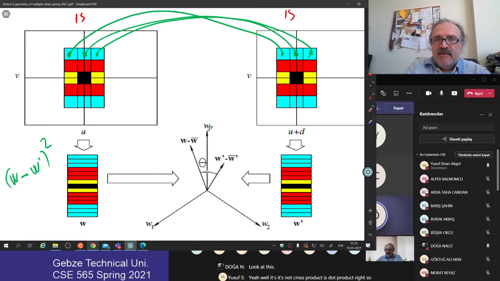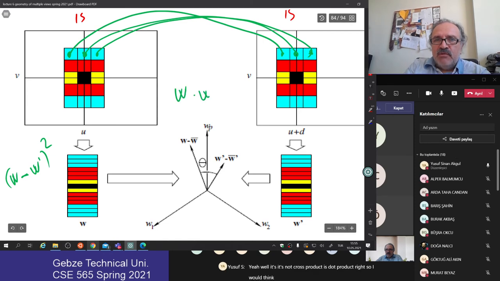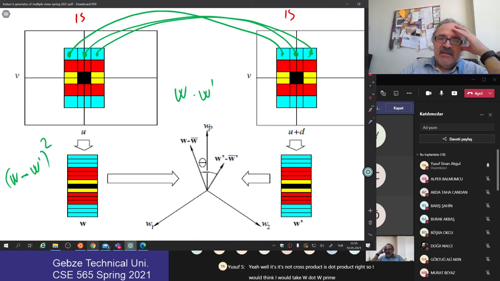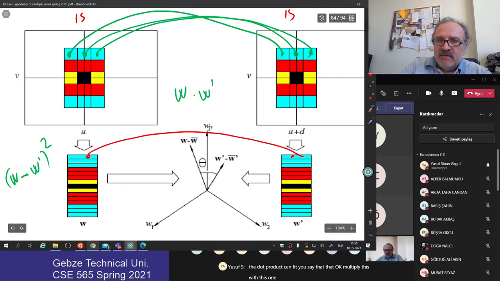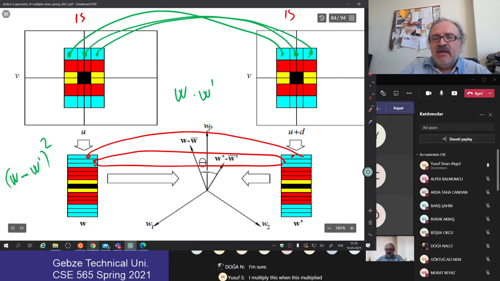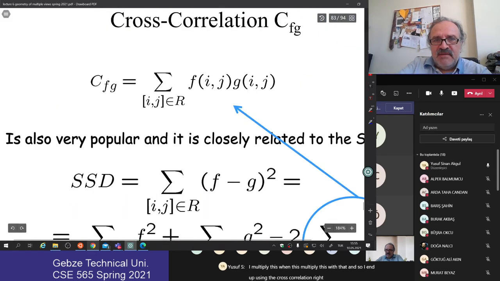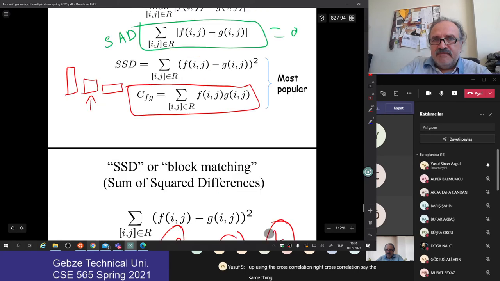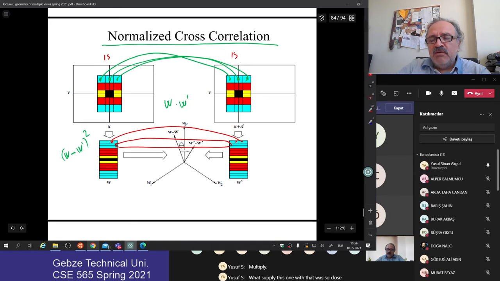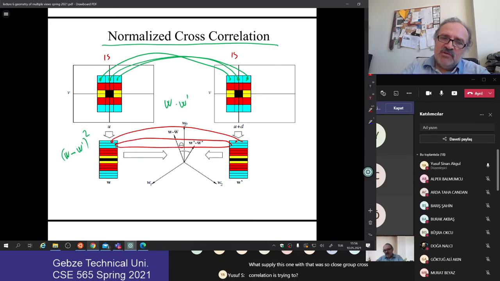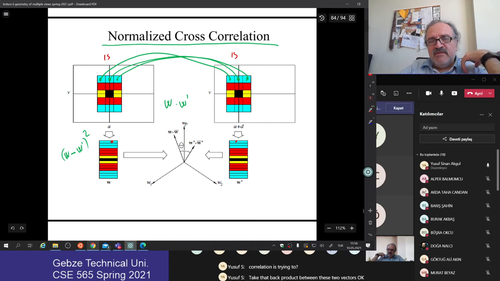So I would take W dot W prime. How do you take the dot product of it? You say that, okay, multiply this with this one, right? And multiply this with this, multiply this with that, and that. So I end up using the cross correlation, right? Cross correlation says the same thing. Multiply this one with that one. So cross correlation is trying to take the dot product between these two vectors.